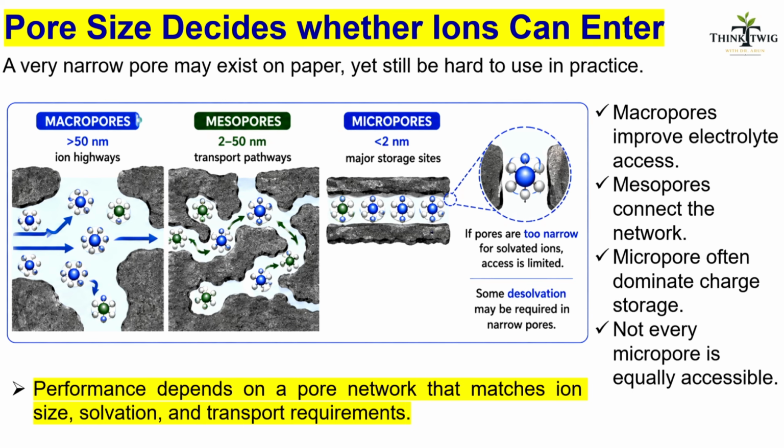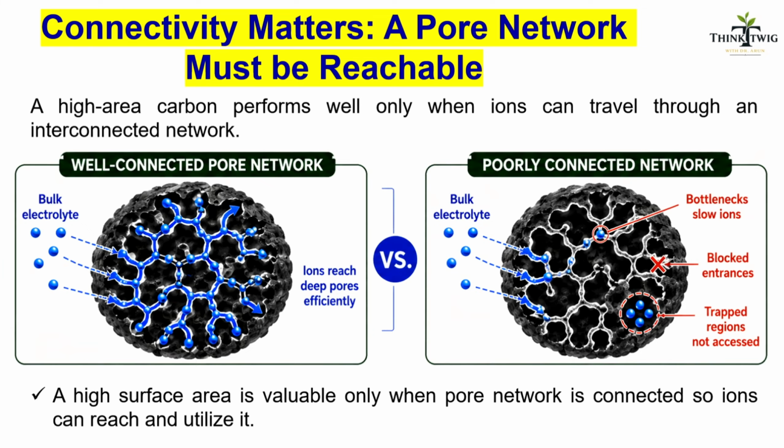That brings us to pore connectivity. Suppose we have created pores with excellent dimensions. Is that enough? Obviously no. The pores must also be connected. Follow one electrolyte ion. It starts in the bulk electrolyte. Then it enters the electrode. It moves through the larger pores. Then it travels deeper into smaller pores. Finally, it reaches the internal carbon surface.